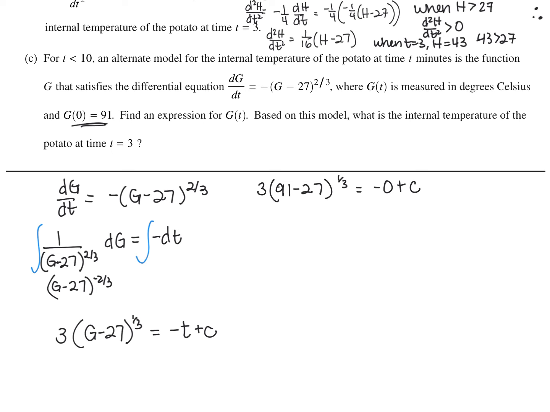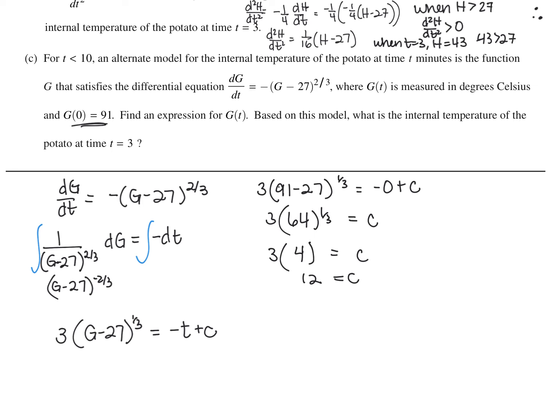91 minus 27 is 64 to the 1/3, and the cube root of 64 is 4. So we have 3 times 4 equals c. So c equals 12.